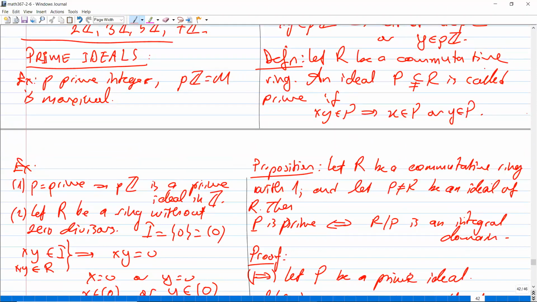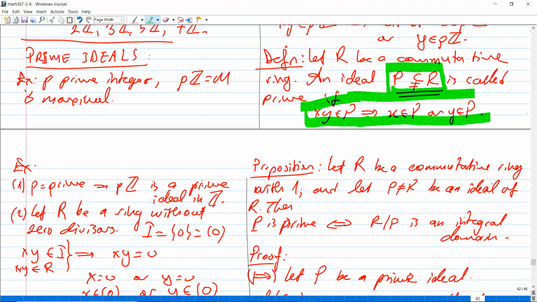In a commutative ring R, an ideal P in R is called prime if whenever x times y is in P, then either x is in P or y is in P.